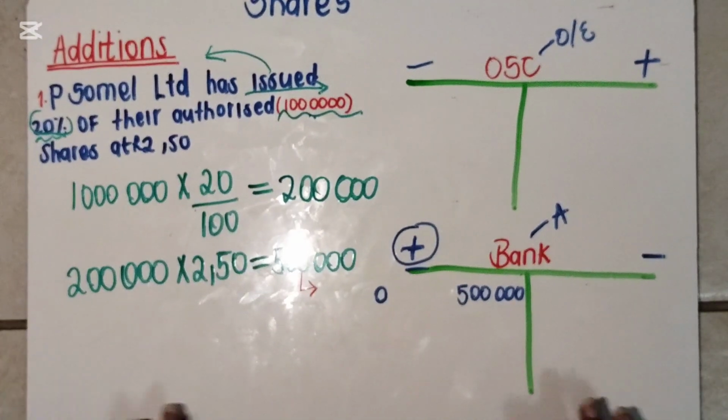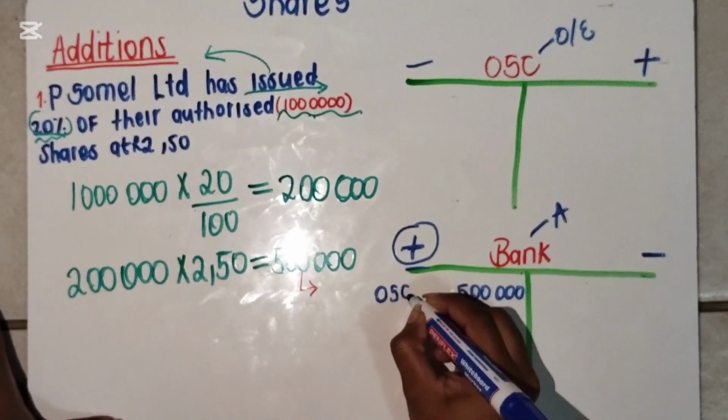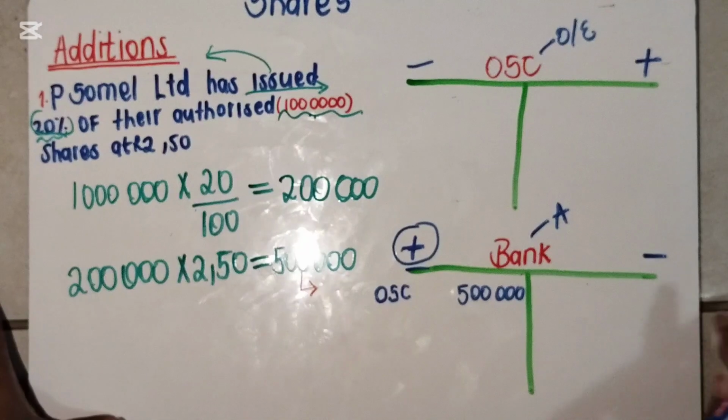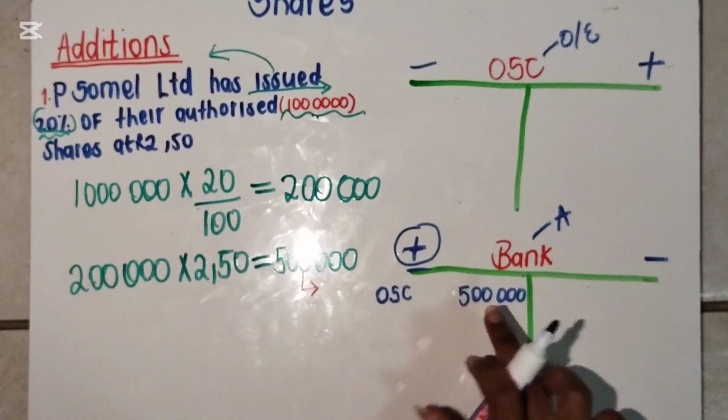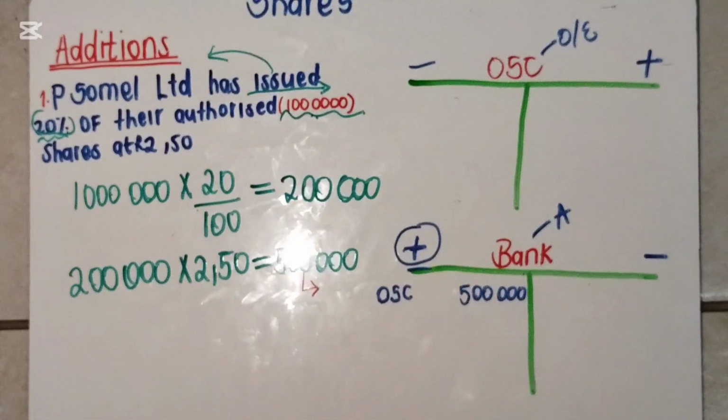You're going to have 500,000 and you're going to have ordinary share capital as the contra account, right? So ordinary share capital will be the contra account. And then I did teach you something in the last video: for every debit entry, there's a corresponding credit entry.